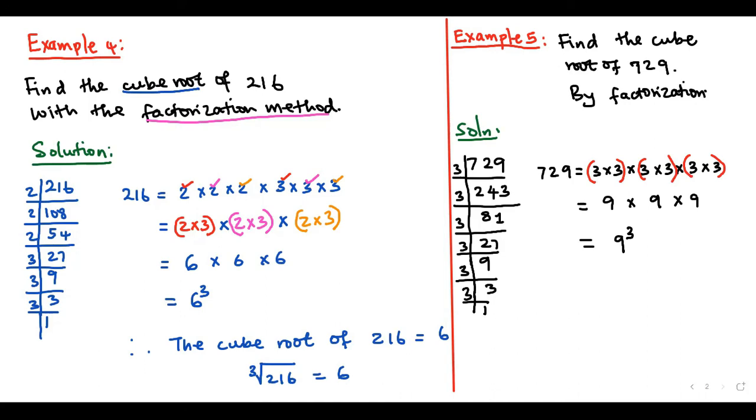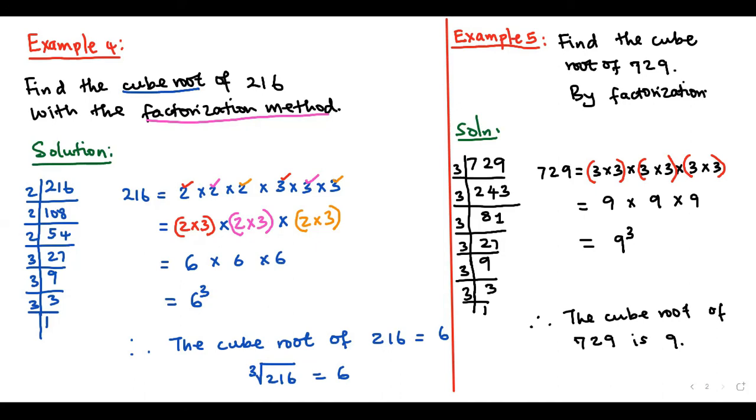So if we say find the cube root of 729, it means look for a number that you can multiply by itself 3 times and you get 729. That number is 9. Therefore, the cube root of 729 is 9. Okay, so that is very well understood.